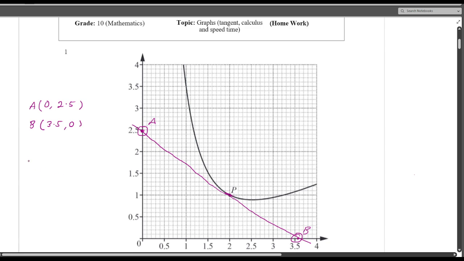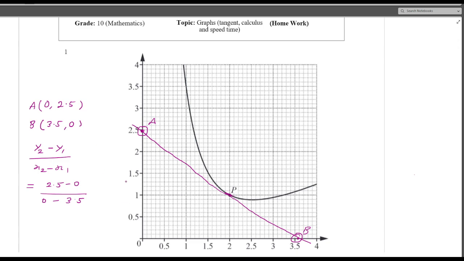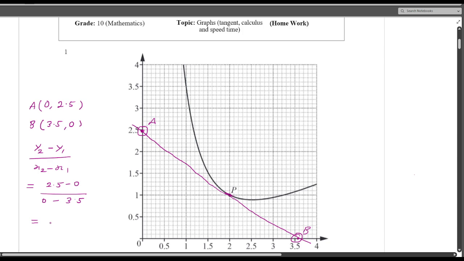Okay, now I have to find gradient. So the gradient formula is y2 minus y1 divided by x2 minus x1. So y2 minus y1, here you will get 2.5 minus 0 divided by 0 minus 3.5. Any point you can consider as x1 y1 and the other point as x2 y2. So the result will be 2.5 divided by minus 3.5.